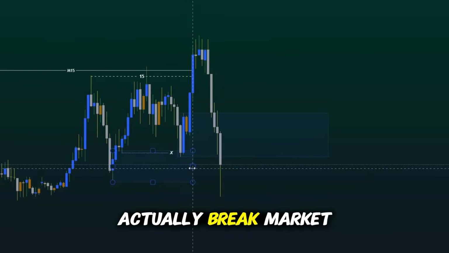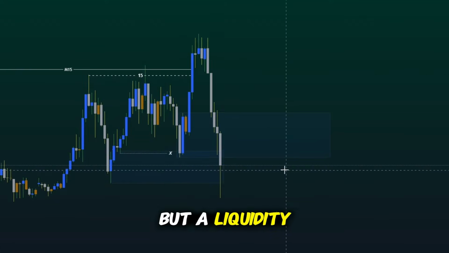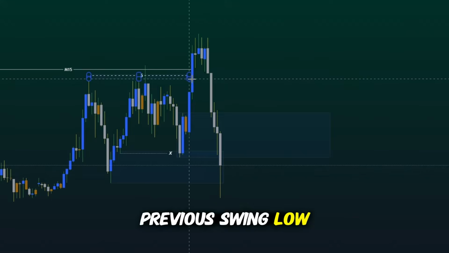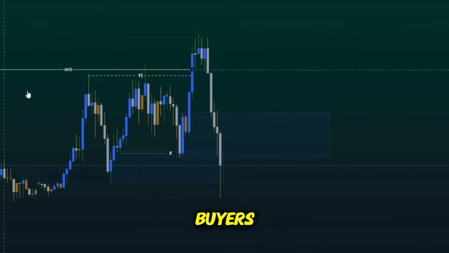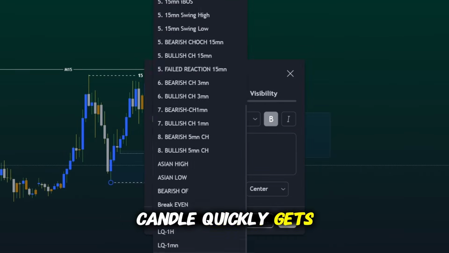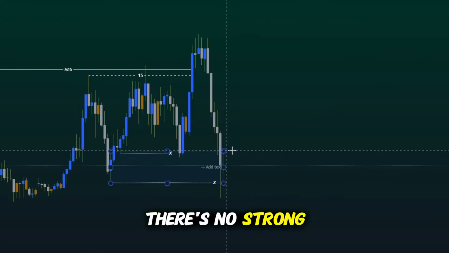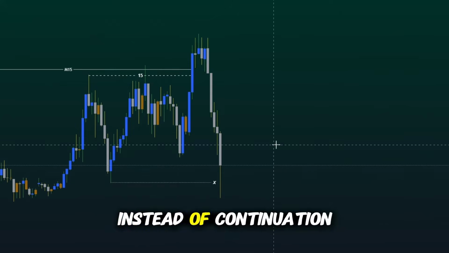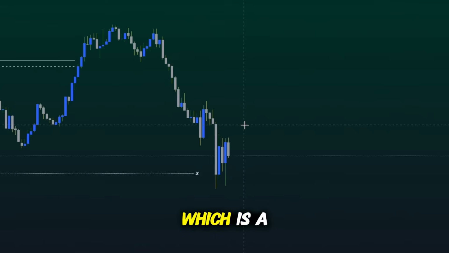Price did not actually break market structure here. What we're seeing is not a real breakdown, but a liquidity grab below the previous swing low. Smart money pushed price below the swing to trigger stop losses from early buyers and trap breakout sellers. Notice how the candle quickly gets rejected and fails to continue lower. This tells us there's no strong selling pressure. Instead of continuation, price is simply collecting liquidity below the lows, which is a classic manipulation move.